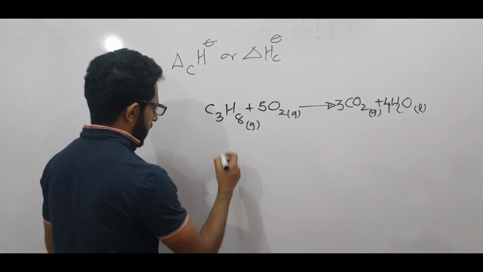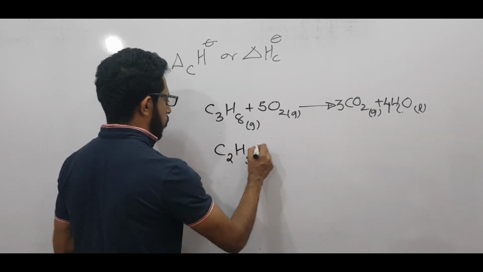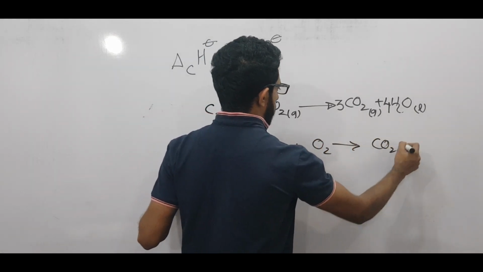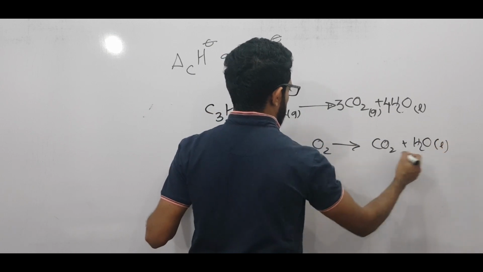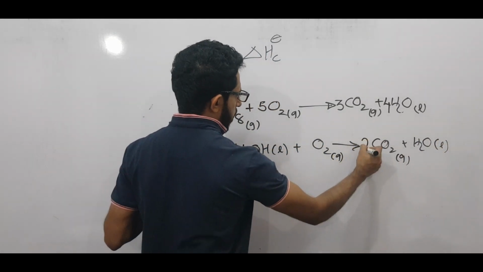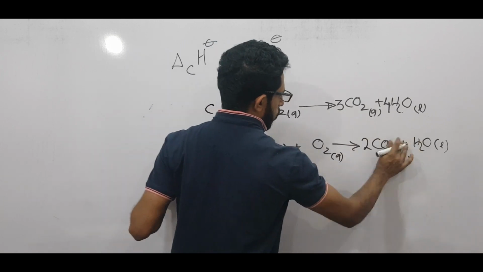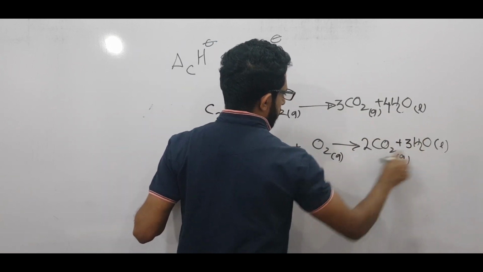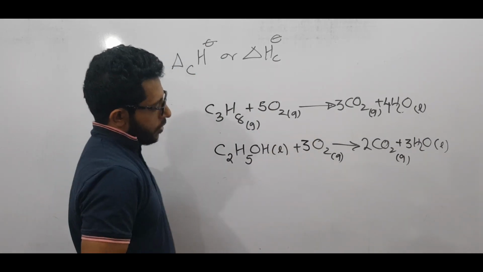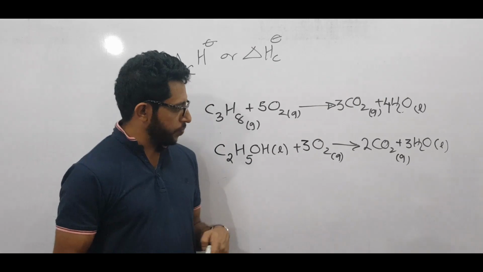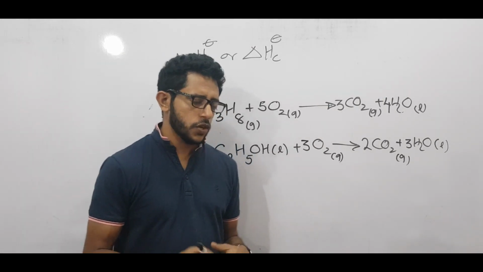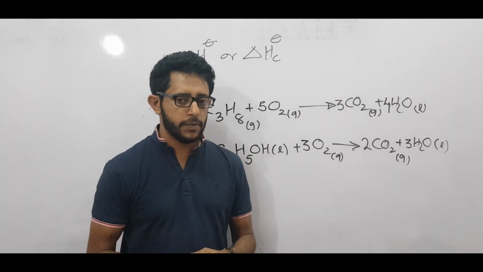Another one, let's say ethanol, C2H5OH, which is a liquid, reacts with oxygen to give carbon dioxide and H2O. This is also a liquid, and the others are gases. How to balance? 2 carbon, so 2 here, 6 hydrogen, so 3 here. 2 into 2, 4 plus 3 is 7, which means 1 is here, so 3 here. So this is the combustion enthalpy. Now the combustion enthalpy is always an exothermic reaction, so it gives out energy and the values will be negative.